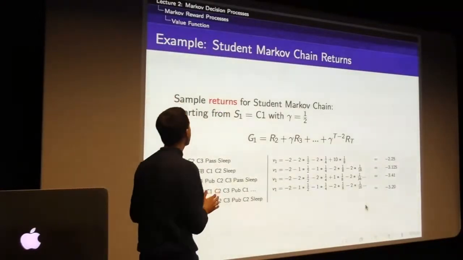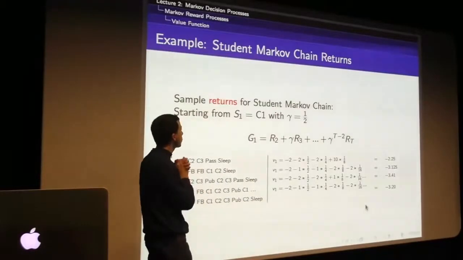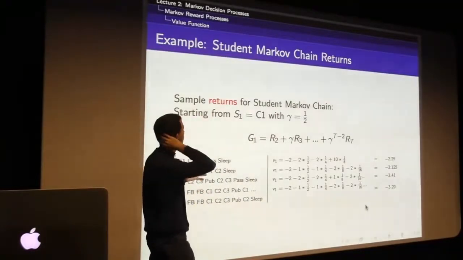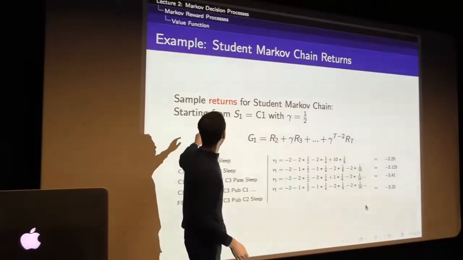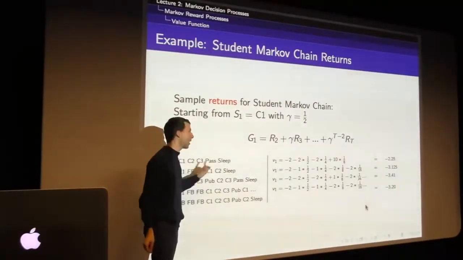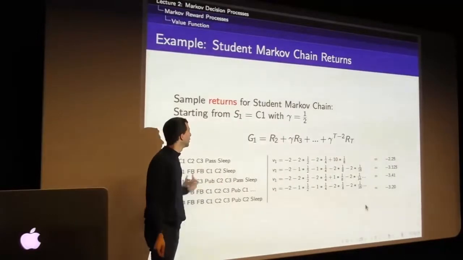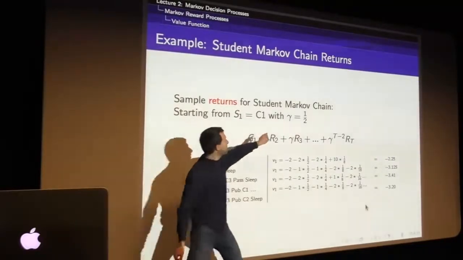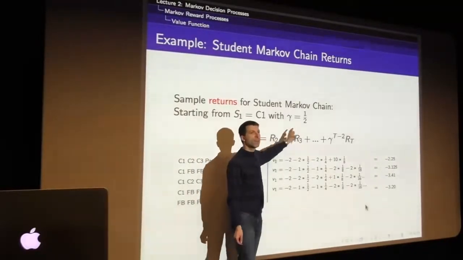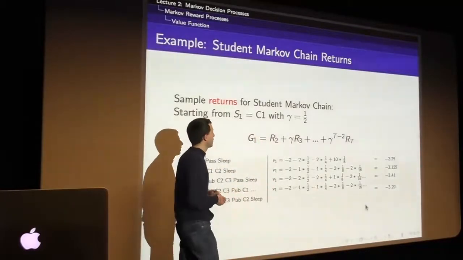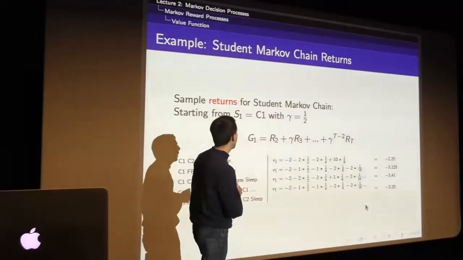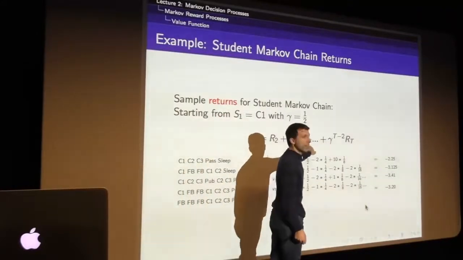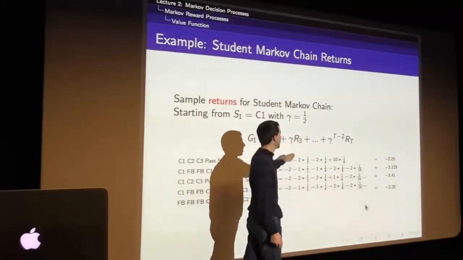Okay, so let's get concrete again. Let's go back to the student Markov chain, actually the student Markov reward process. We're going to sample returns now. Again, we're going to look at samples of this process that we've taken. And we're going to consider a discount factor of gamma equals 0.5. So we basically halve the amount that we care about getting rewards at every step. And this is the definition of our return, with gamma instantiated with a half.